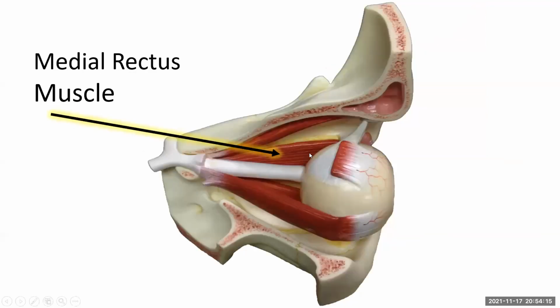All right, this arrow is pointing to the medial portion of your orbit here, and that is the medial rectus muscle. When you contract that muscle, your eye looks in towards your nose. That is also innervated by cranial nerve number 3, oculomotor.